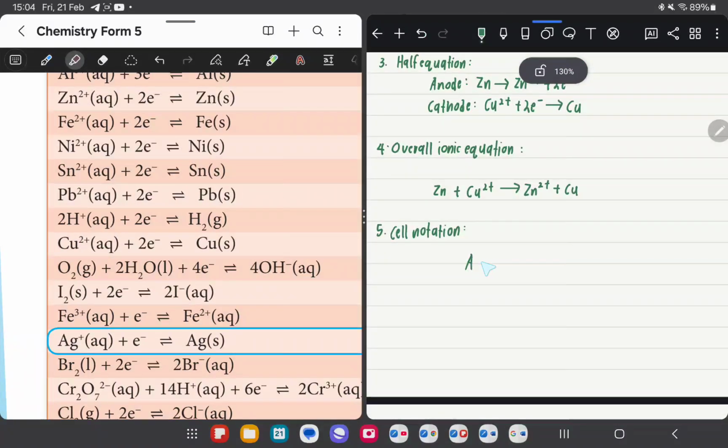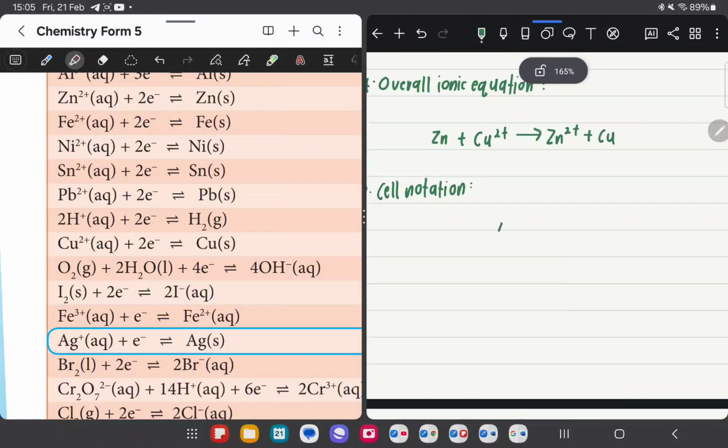Anode, bridge, cathode. Is anode, bridge, cathode. Okay, so what I do is I just remember it like this. A, B, C. Okay, wait, I'll erase it and write it again. So better you remember. For cell notation, you can remember it like this.